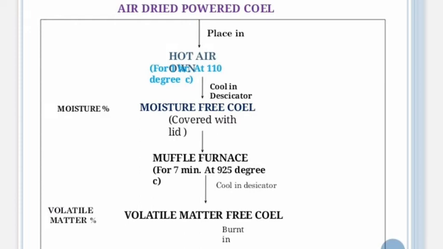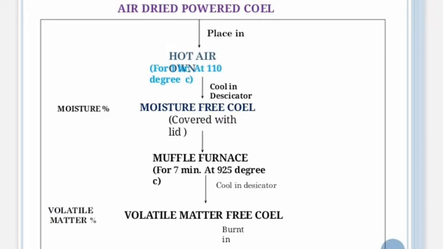Then we weigh this moisture free coal, suppose it is m1 gram. With the help of this weight, we calculate the moisture percent. Then with this moisture free coal, we complete the next step to calculate the volatile matter percent. For this, we cover the moisture free coal with a lid and place it into a muffle furnace, a furnace where the temperature is very high. We place the coal in the muffle furnace only for 7 minutes because we don't want combustion of the coal.